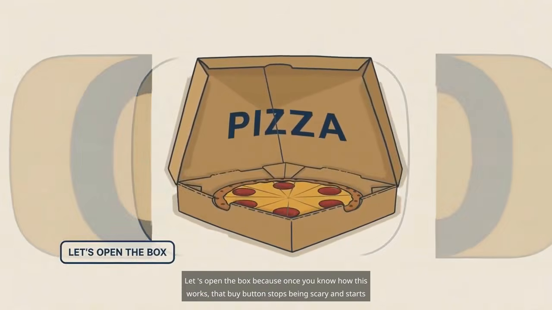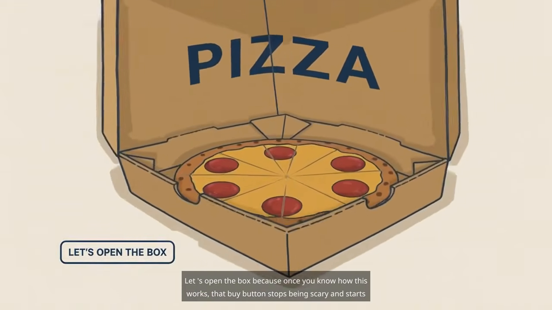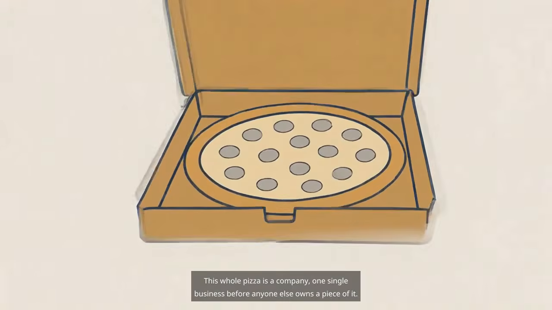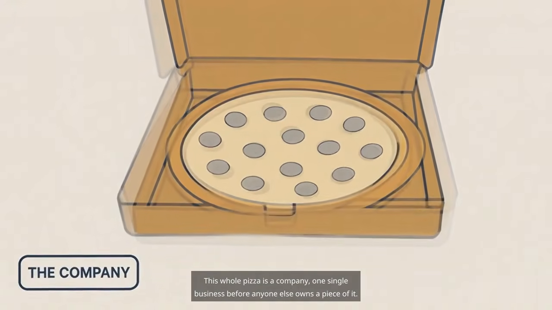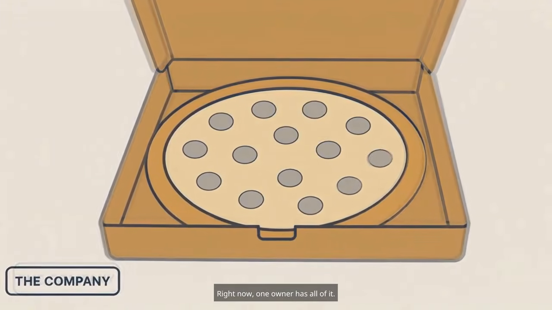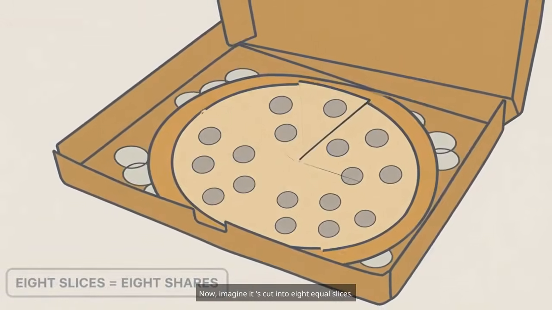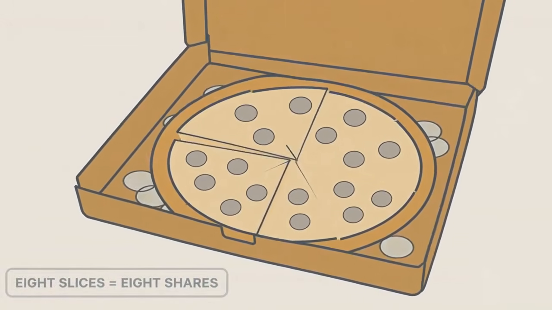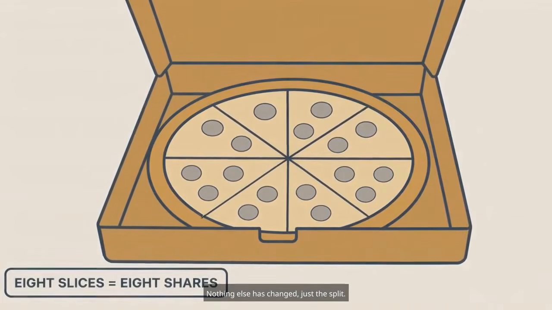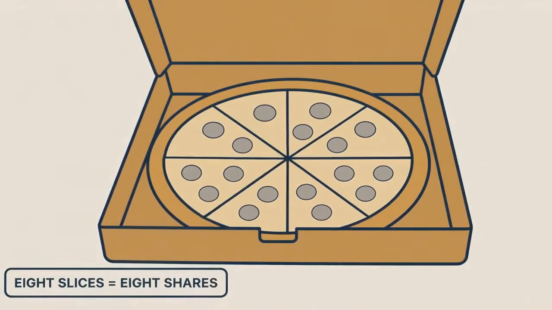Let's open the box because once you know how this works, that buy button stops being scary and starts making sense. This whole pizza is a company, one single business, before anyone else owns a piece of it. Right now, one owner has all of it. Now imagine it's cut into 8 equal slices. Each slice is one piece of ownership in that same company. Nothing else has changed, just the split.